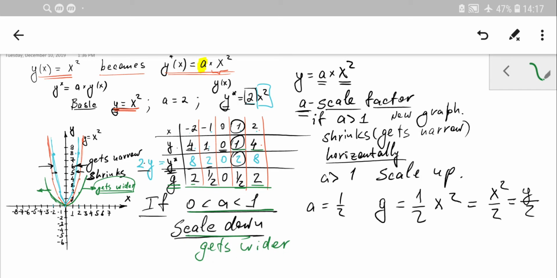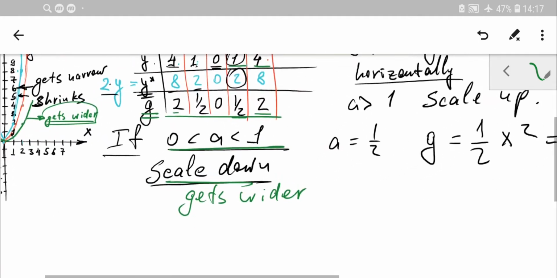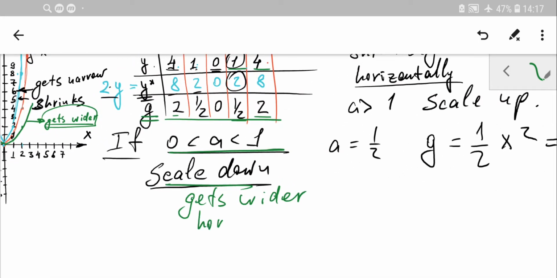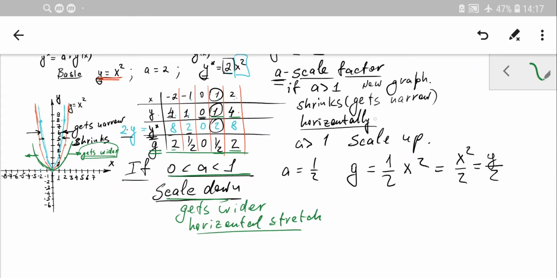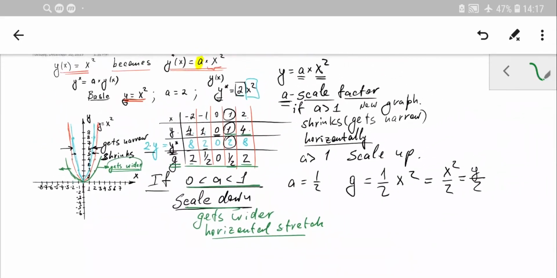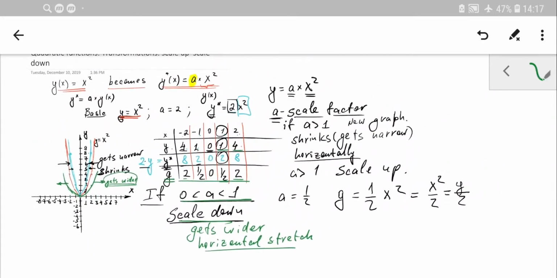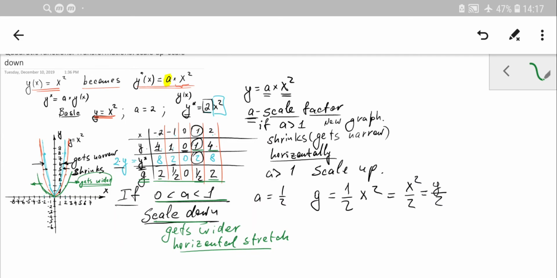That's horizontal stretch, in other words, so that's horizontal stretch, and that's horizontal shrink, right? You may memorize what will happen to the graph if a is a fractional number, or if a is more than 1.